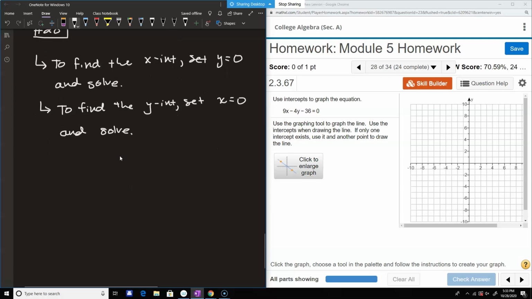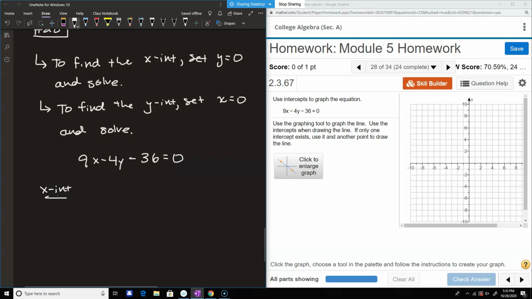So for this problem, 9x minus 4y minus 36 equals 0. We can first look at our x-intercept. So we set y equal to 0. We would just be left with 9x minus 36 equals 0. You can add 36 to both sides, so 9x will be 36. And then divide by 9, we get x equals 4. So we have an x-intercept of 4.